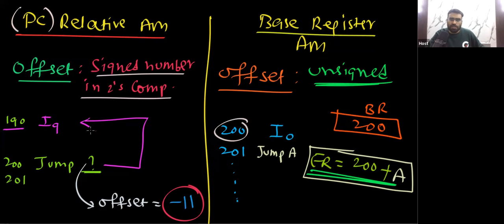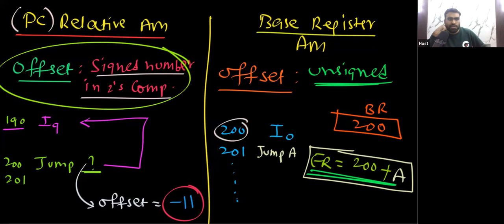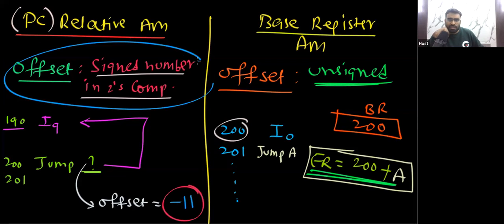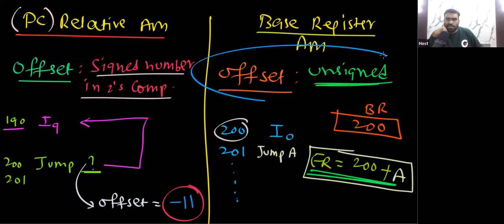Understood? So all these simple concepts you are understanding, right? You don't have to memorize by heart. Every small thing I'm telling you, you can easily understand. You don't have to memorize that in the PC relative addressing mode the offset will be a signed number, and in the base register addressing mode the offset will be an unsigned number. Now you can understand, right?